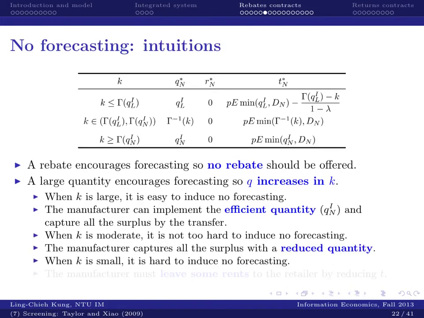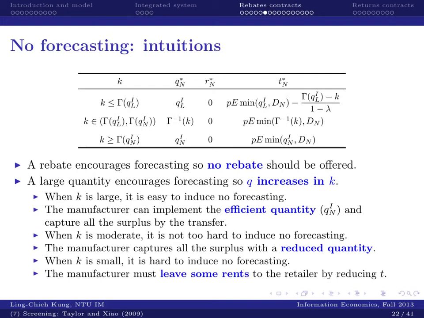And that's why if you plug this back into the objective function, you can see that the manufacturer gets everything. When K is moderate, it is not very hard to induce no forecasting. And in this case, the manufacturer will still capture all the surplus. However, the quantity now needs to be reduced according to the reason we just mentioned. So when K goes down, this quantity is going to be reduced. Finally, when K is small, it is indeed hard to induce no forecasting.